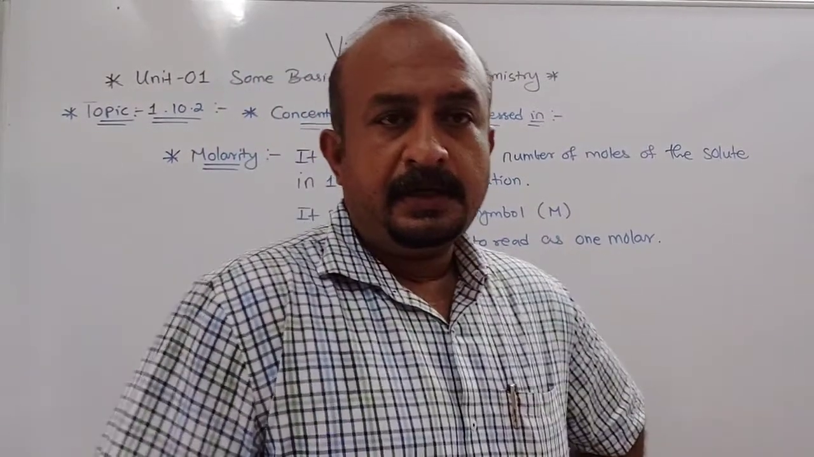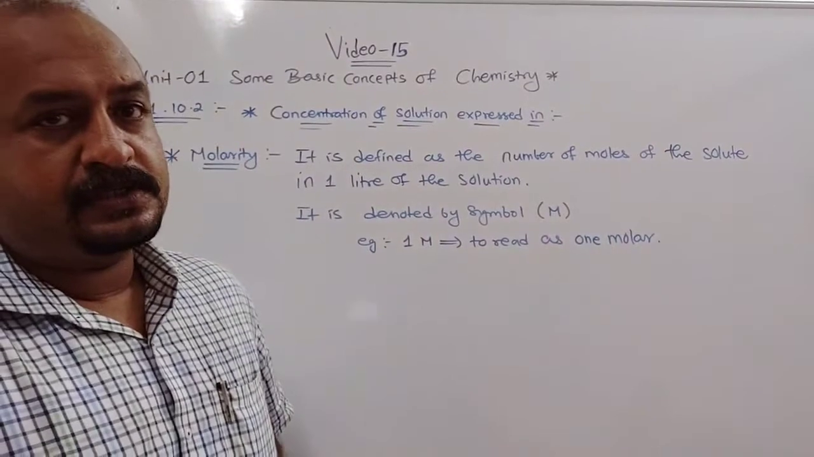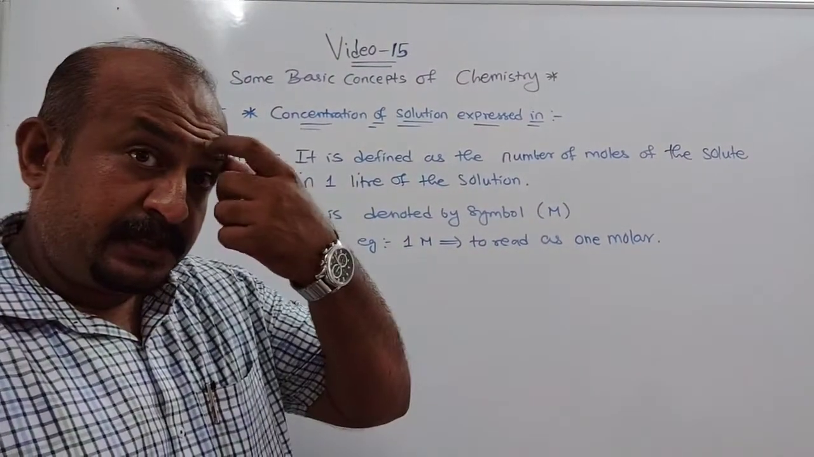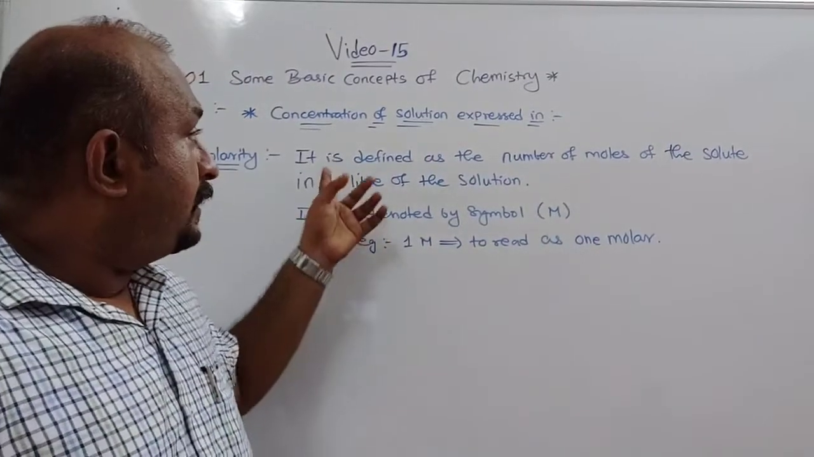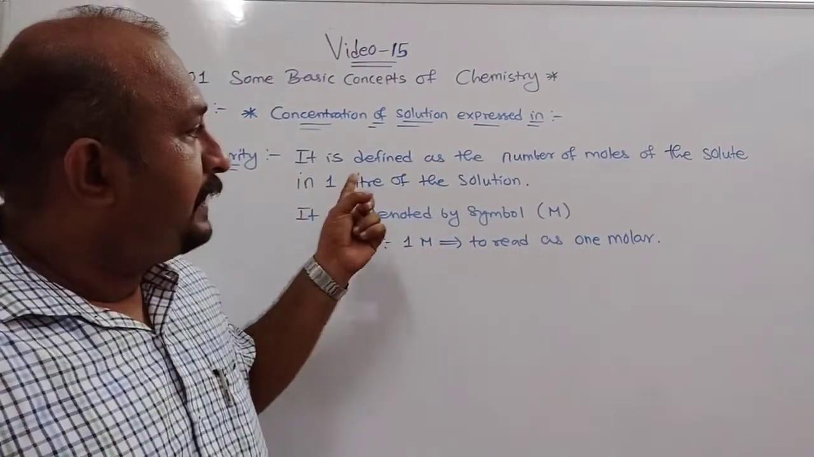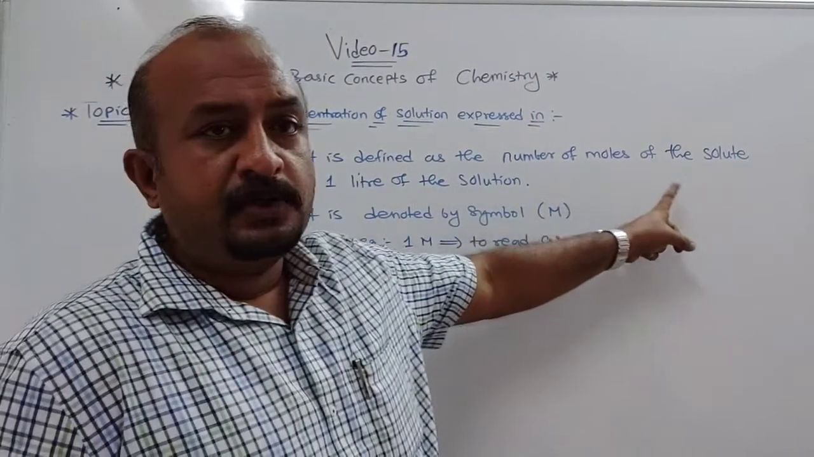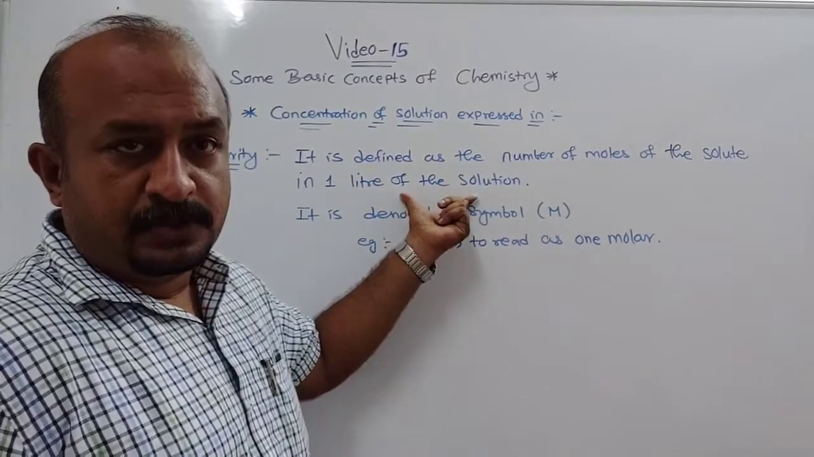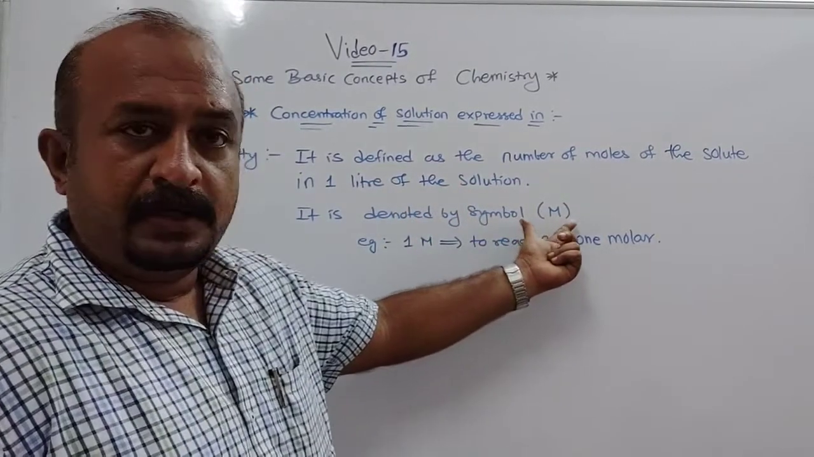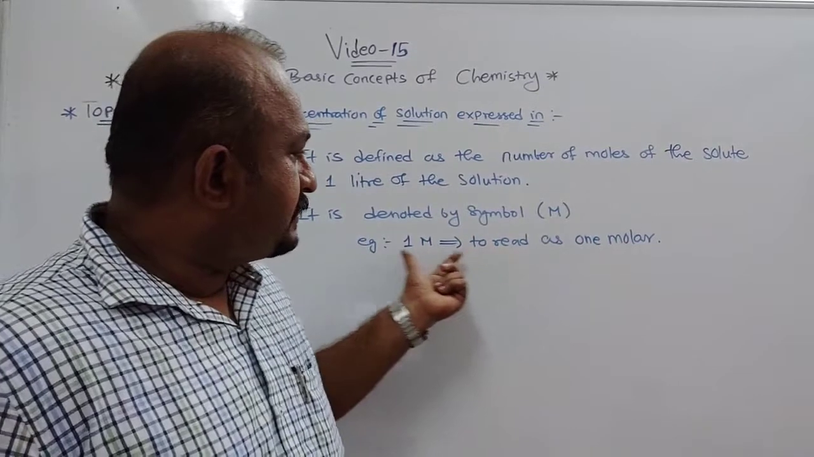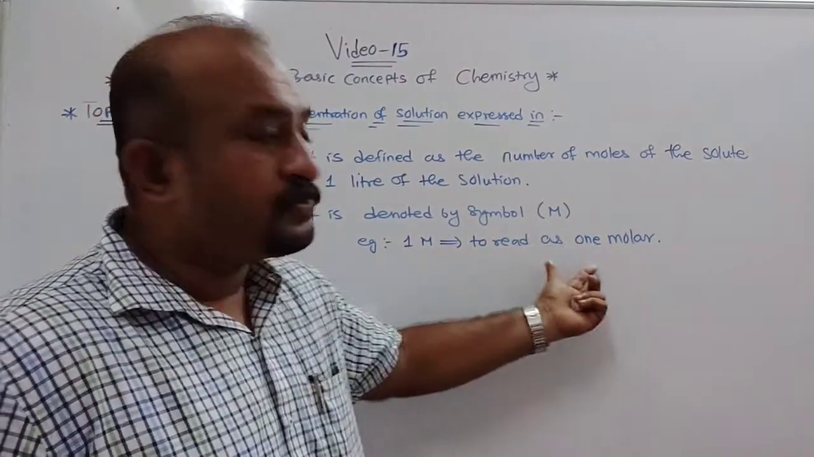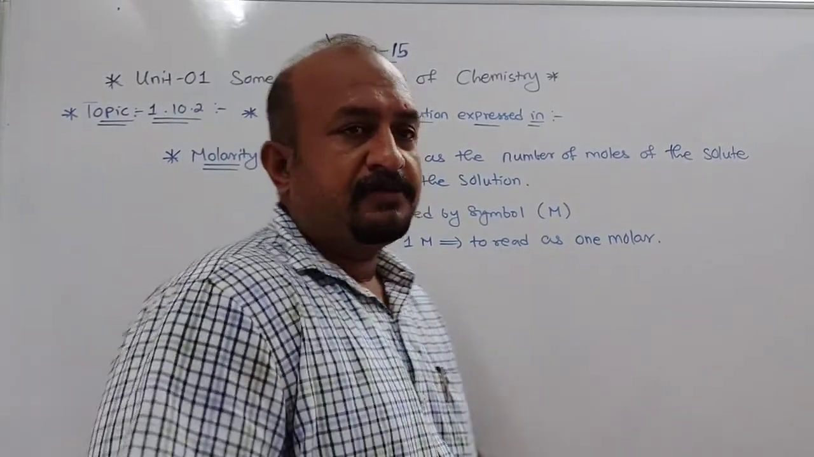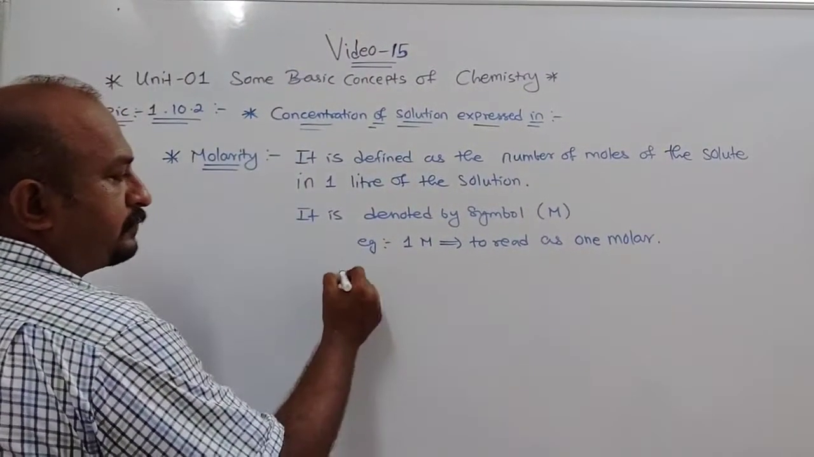Now the next unit we are going to discuss to calculate the concentration of a solution is the second unit, that is molarity. It is defined as the number of moles of solute in 1 liter of the solution. It is denoted by capital M, and if 1 M is written, it is read as 1 molar. Understood? So what is the formula?